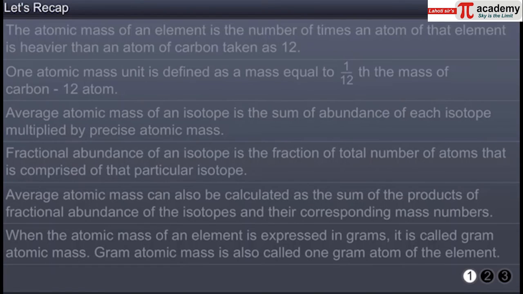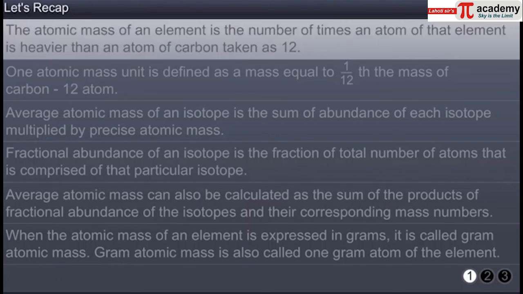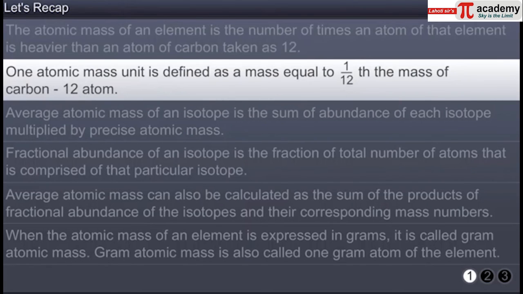You have now reached the end of this module. In this module, you have learned that the atomic mass of an element is the number of times an atom of that element is heavier than an atom of carbon taken as 12. One atomic mass unit is defined as a mass equal to 1/12 the mass of a carbon-12 atom.